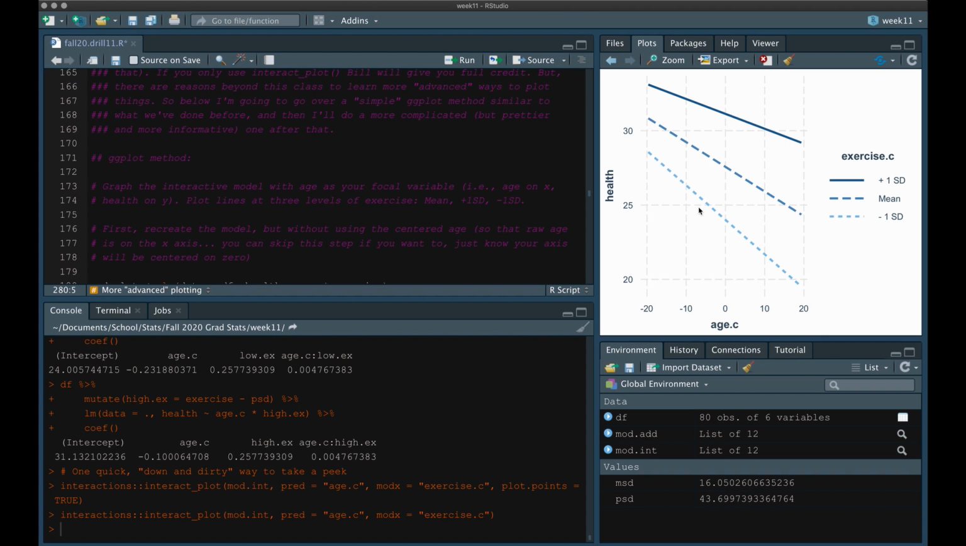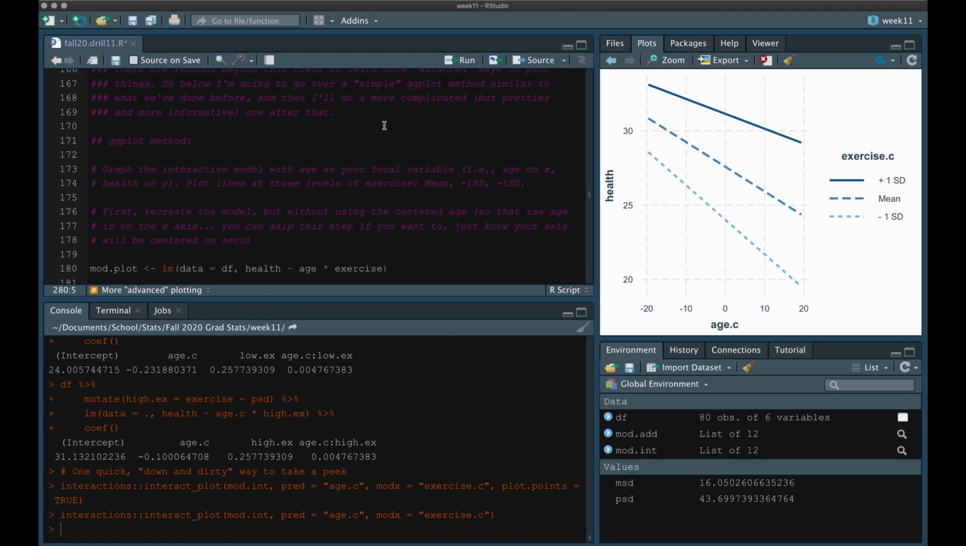Anyway, the point is, what I'm going to cover today is the bare bones way to replicate this graph in ggplot, and then beyond that, I will have a far more complicated plot that is more along the lines of the kind of thing that I would put in a manuscript, a publication ready plot, as I would call it. So we want to graph the interactive model with age as our focal variable. In other words, we want age to be on the x-axis, and we want to show different models for different values of exercise. We want the mean and plus and minus 1 standard deviation.